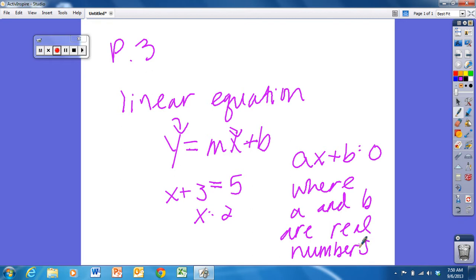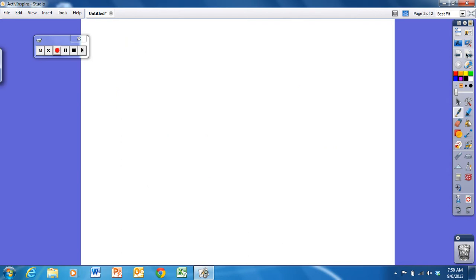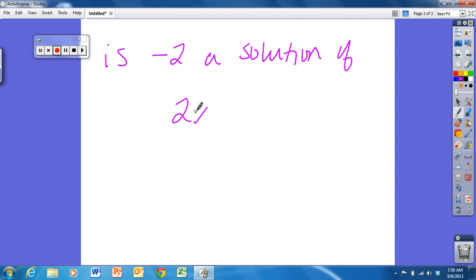I'm going to do a whole bunch of examples because that's really the only notes for linear equations. To confirm something is a solution of a linear equation, you just plug it in. So like, is negative 2 a solution of 2x minus 4 equals 6?